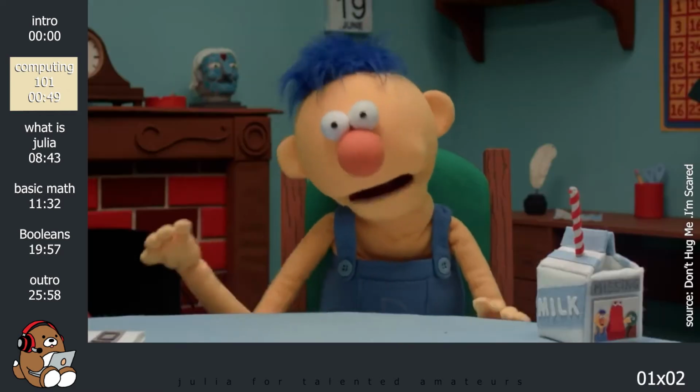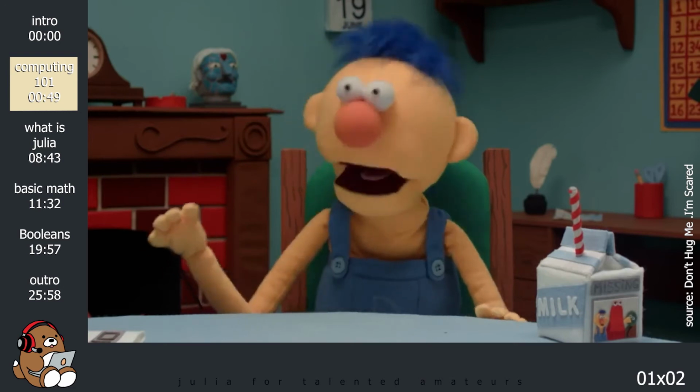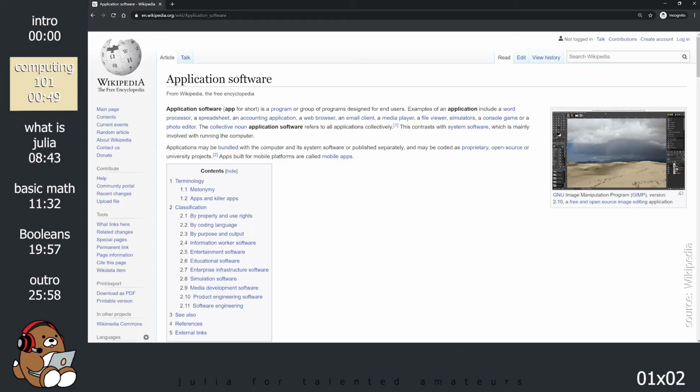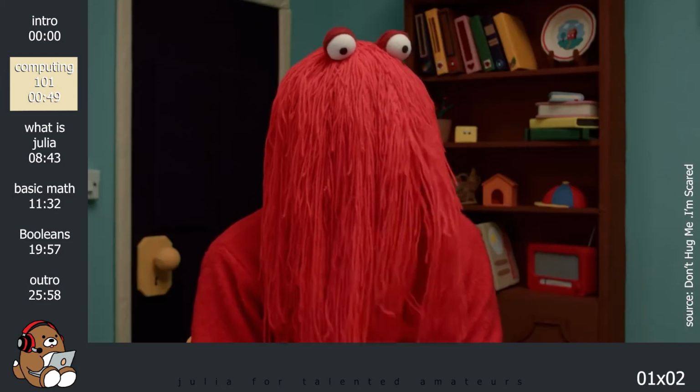What is the difference between a program and an app? An application, or an app, is just a computer program with a user interface. What is computational thinking?